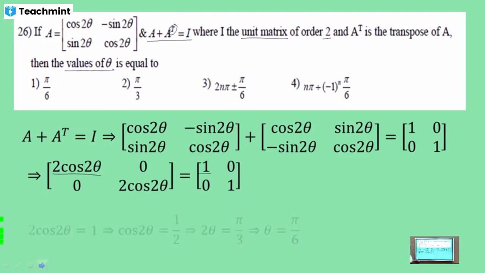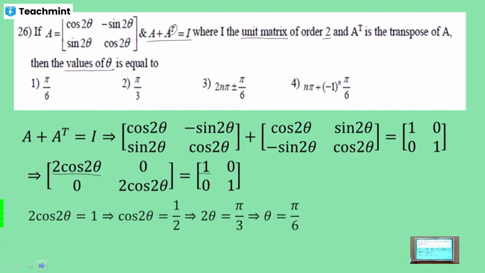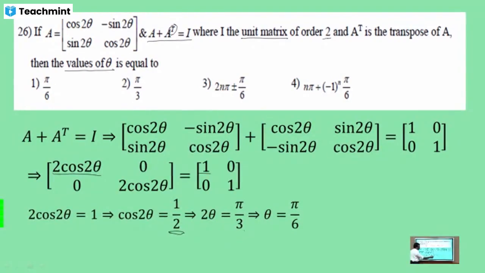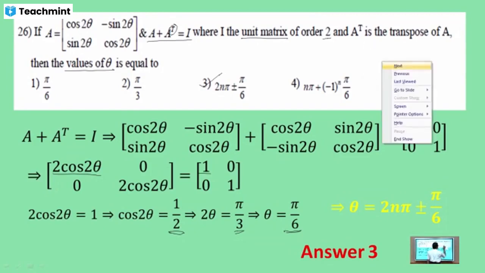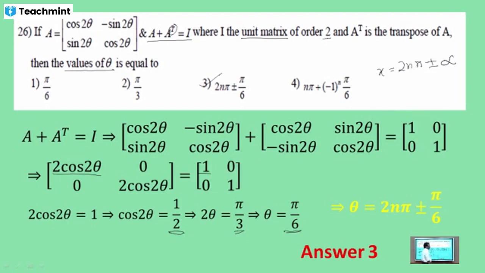When 2 cos theta is equal to 1, you know that cos theta equals half, and that is theta equal to pi by 3. So then theta equal to pi by 6. When theta equal to pi by 6, the values are, it will be the third condition. Because you know that the general solution of cos is x equal to 2n pi plus or minus alpha where n belongs to I.